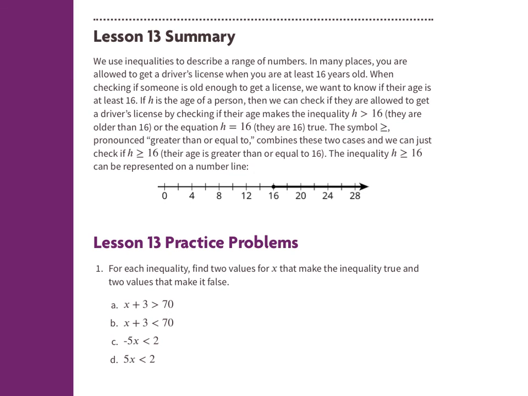So the main thing here is or. You can't be both greater than and equal to at the same time. So it's either or. They're either greater than or they're equal to. If one of those two cases works, then it's true. So the inequality h is greater than or equal to 16 can be represented on a number line with a circle at 16 going to the right. Okay?